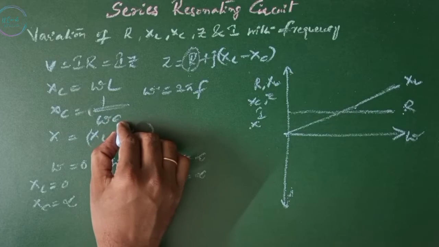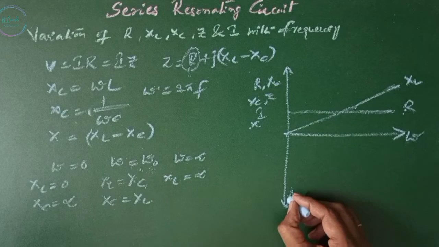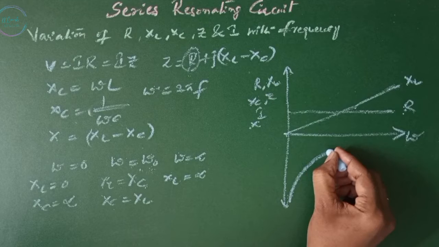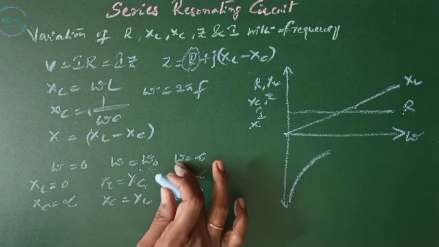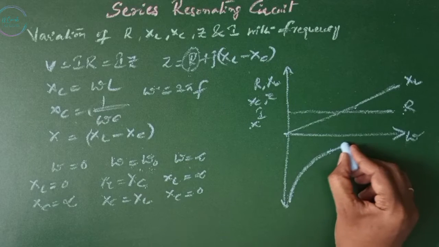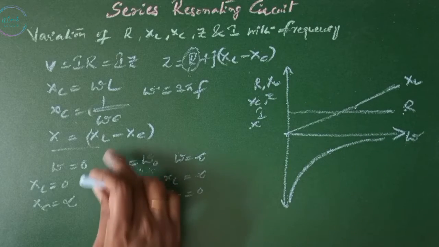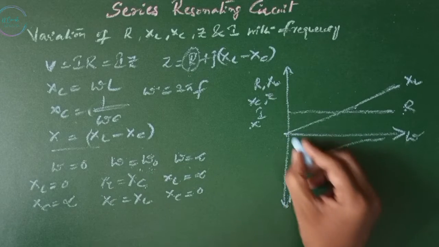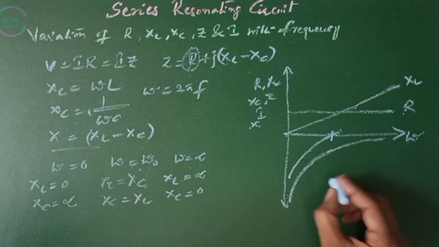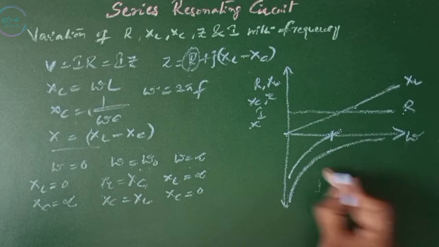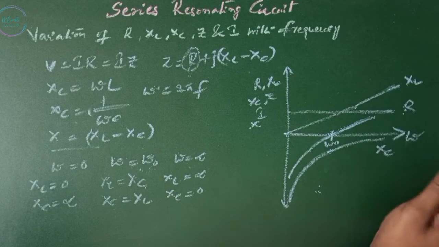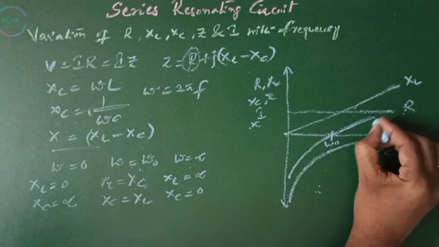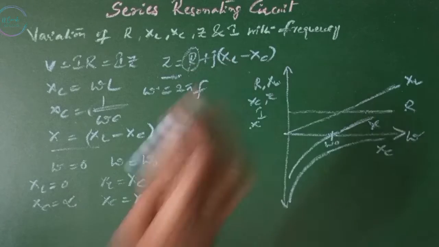As omega increases, the XC value decreases from infinity, and XC is going to become 0 when omega equals infinity. Reactance X will start at negative infinity, and at omega equals omega naught it is zero. This is omega naught. This is XC. This is going to increase as the XL increases. So this is X. Z is a combination of R plus jX.